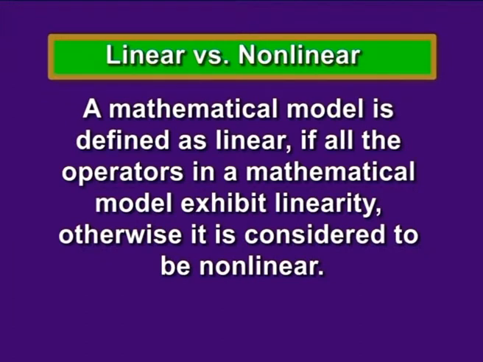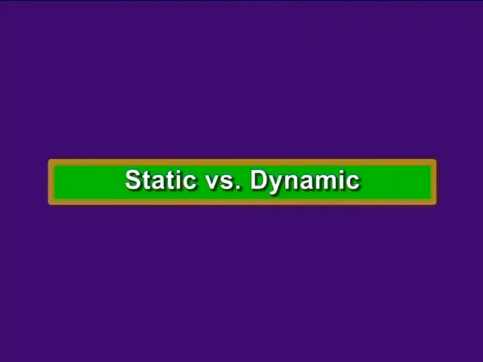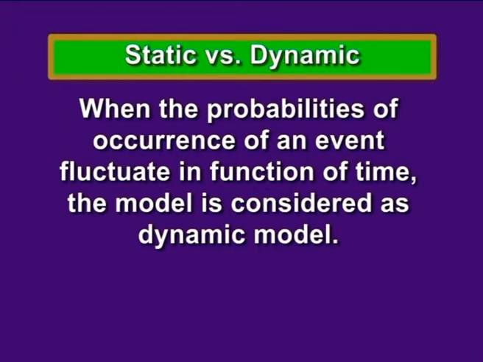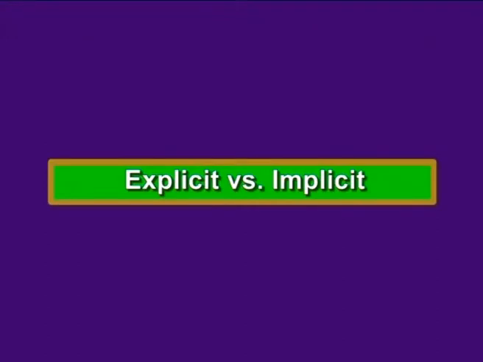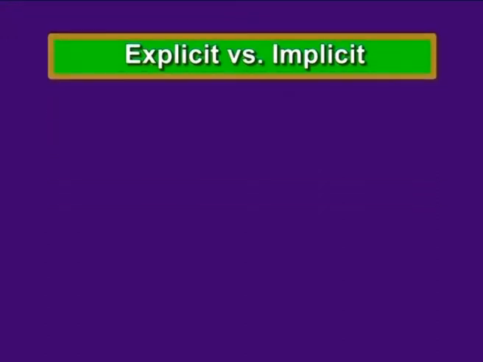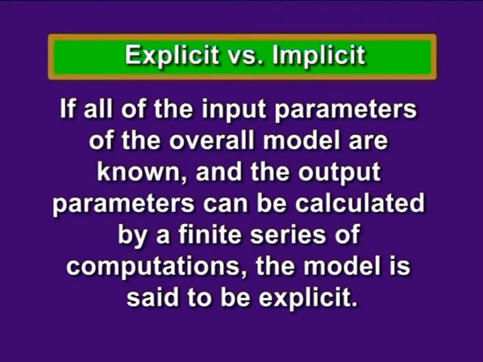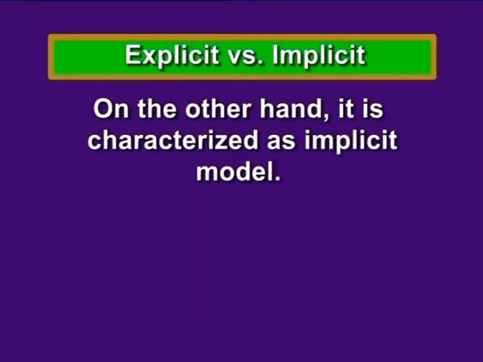A mathematical model is defined as linear if all the operators in a mathematical model exhibit linearity. Otherwise, it is considered to be non-linear. Number 2, static versus dynamic. When the probabilities of occurrence of an event fluctuate as a function of time, the model is considered a dynamic model. If that is not the case, then it is considered a static model. Number 3, explicit versus implicit. If all of the input parameters of the overall model are known and the output parameters can be calculated by a finite series of computations, the model is said to be explicit. Otherwise, it is characterized as an implicit model.